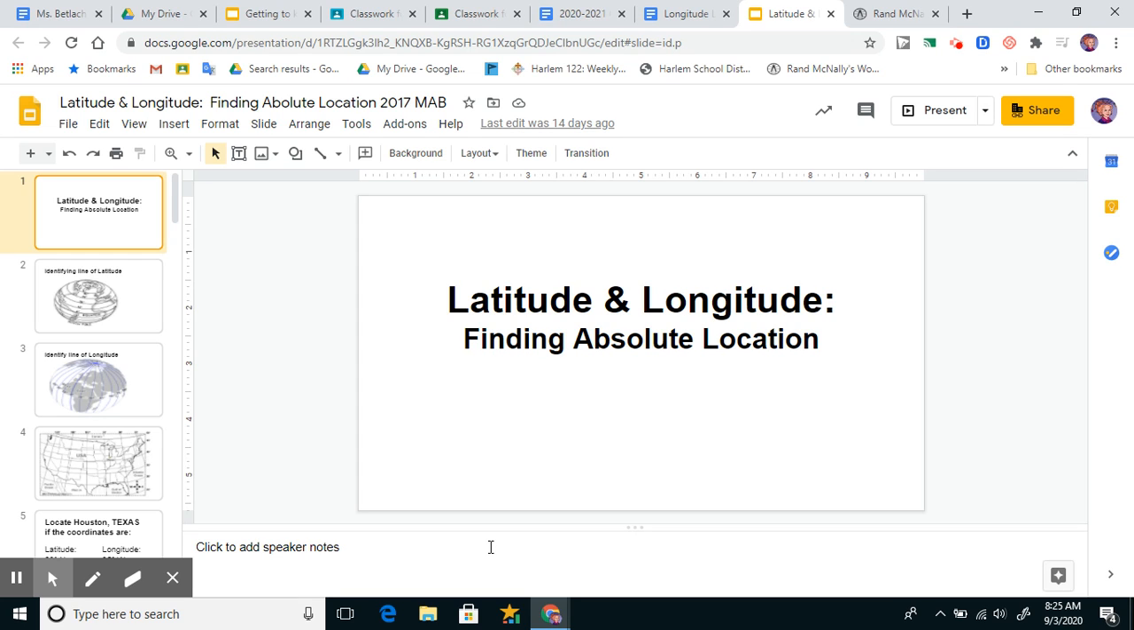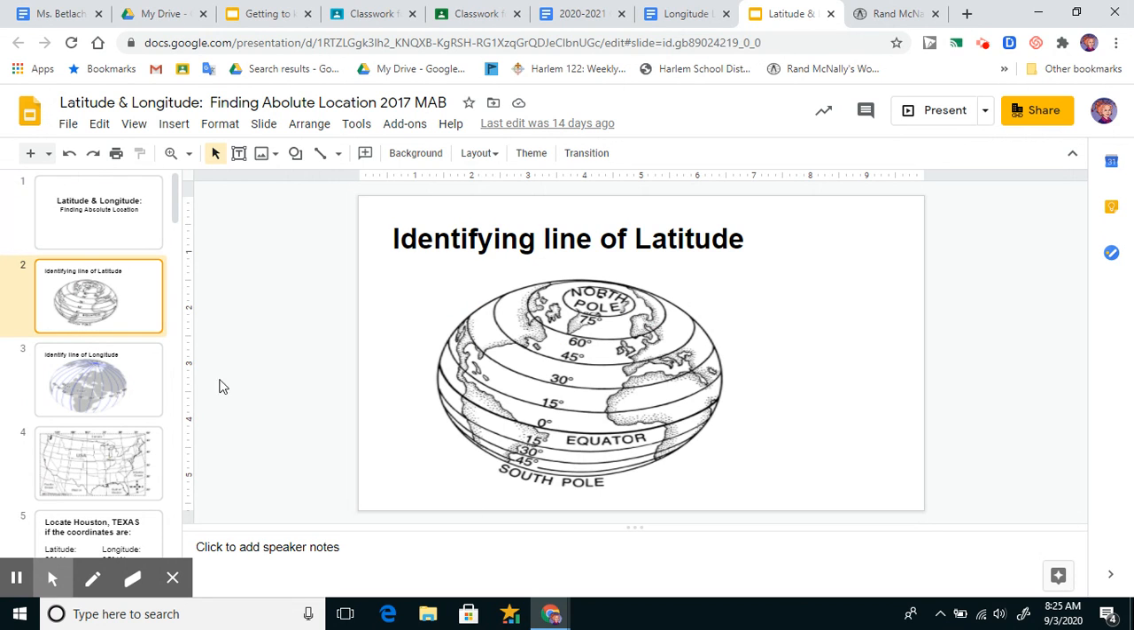Hello, CWSers. This is a lesson on using latitude and longitude to find absolute location. So you know that lines of latitude are going east and west. The lines on this globe right here are labeled north, 15 all the way to 90, and then 15 south, and so on, all the way to the South Pole, which would be 90 degrees south.